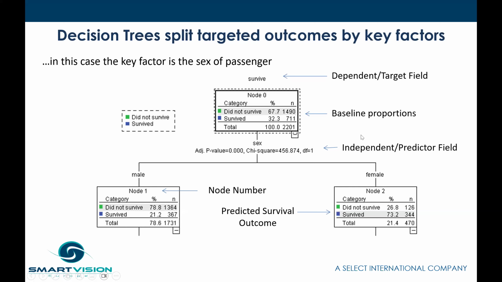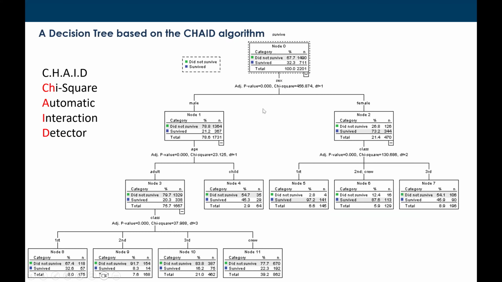The decision tree identifies, using a chi-square test that we saw earlier on, what is the key factor which dictated survival or not survival. What was the biggest discriminator? It turns out, of course, it's the sex of the passenger. 78 to 79% of men did not survive. 26% of women survived. You can see you start off with 2,201 people, and 1,731 were actually males. Only 470 were females. It starts to split them, and eventually it splits it out into a tree.